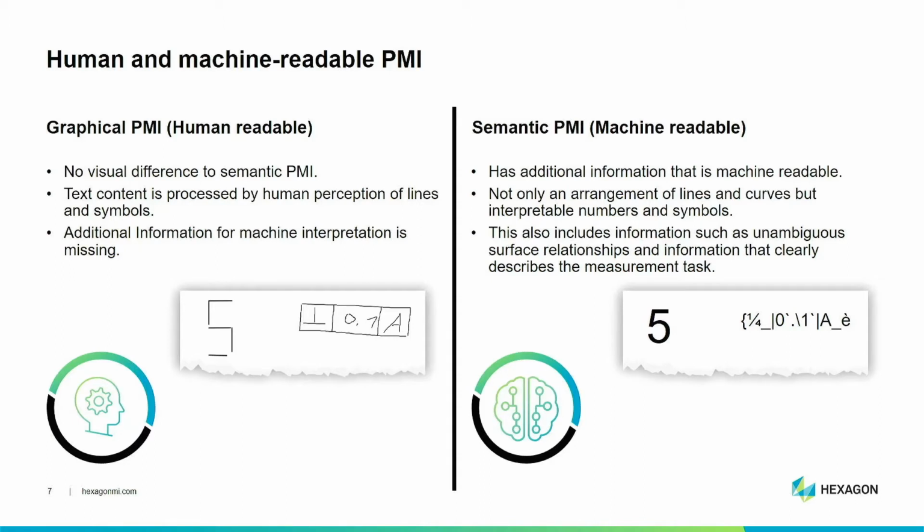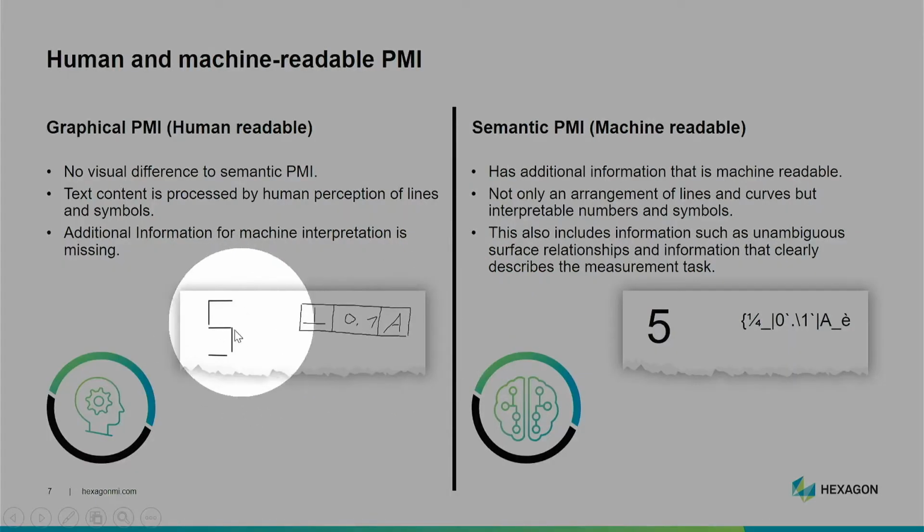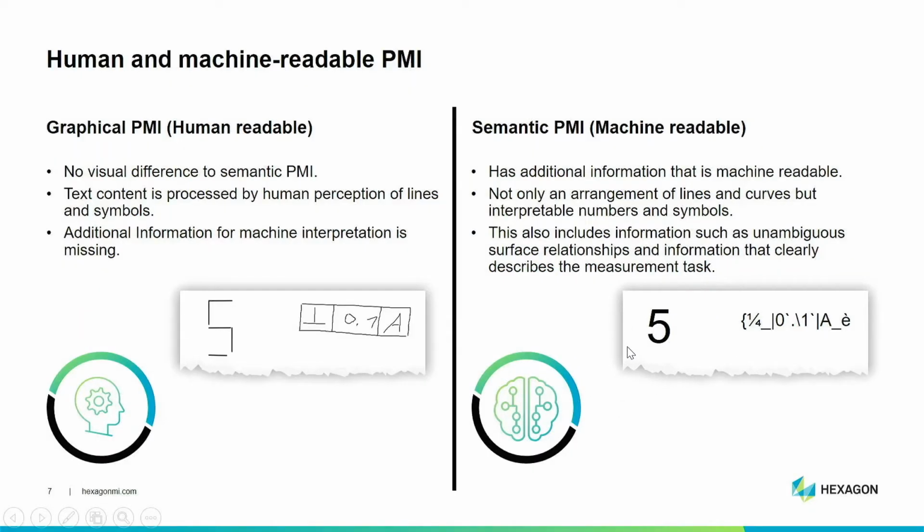Now I want to point out the difference between human and machine-readable PMIs. When we're talking about PMIs, there's one requirement that must be met. Namely, the PMI has to be machine-readable, or we call it a semantic PMI. So the difference is fairly clear. The PMI, or the feature control frame, is not, like here on the left, just an arrangement of lines and curves that just looks like a 5. It has to be made out of symbols and modifiers and machine-readable numbers and symbols to get interpreted. This also includes information such as unambiguous surface relationships and information that clearly describes our measurement task.